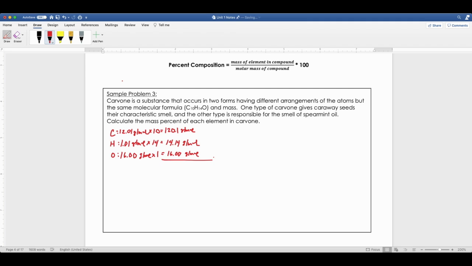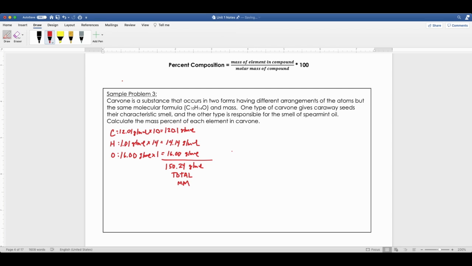I like to do it this way because in order to find the mass percent, you need these numbers. So I like to write them down because I don't want to have to calculate them again. So I'm just going to add all of these up to get the total molar mass, and it's 150.24 grams per mole. So this right here is the total molar mass. I'll just put MM, total molar mass.